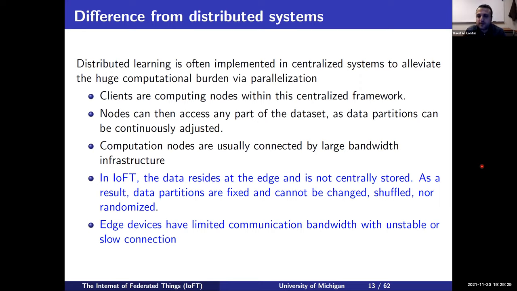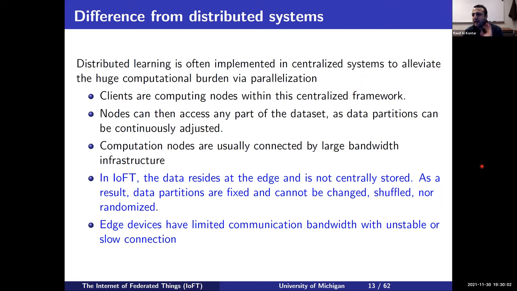Okay, so here I just want to shed light on a key difference between IoFT and the very old topic of distributed computing. In distributed systems and distributed learning, it is a centralized system. All our data are available in a centralized location. However, the clients become compute nodes. So the clients are just different compute nodes in this centralized framework. And often in distributed systems, the compute nodes are connected with very high internet bandwidth. So they can communicate, they can access each other's local data set at any time of the training process.